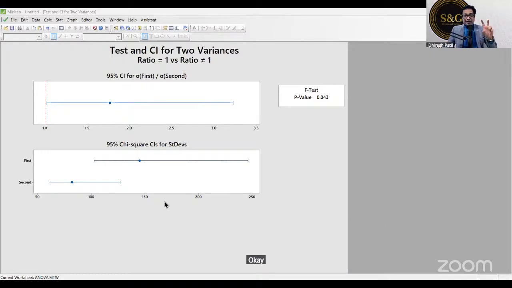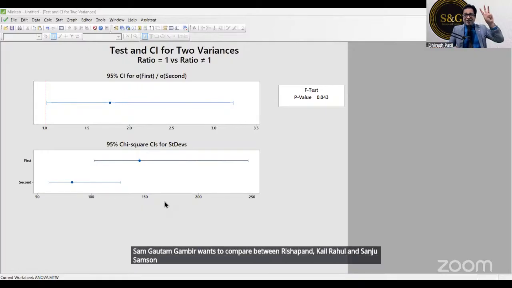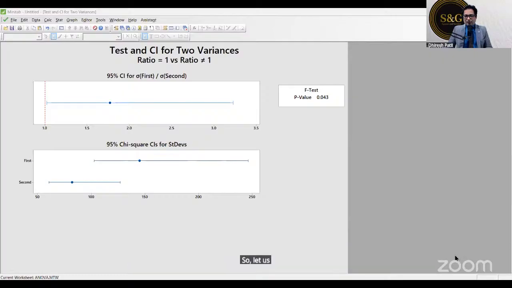Okay, now this is about two samples. Let's say the same Gautam Gambhir wants to compare Rishabh Pant, KL Rahul and Sanju Samson. Now we have three samples, so we go for the test of equal variances.